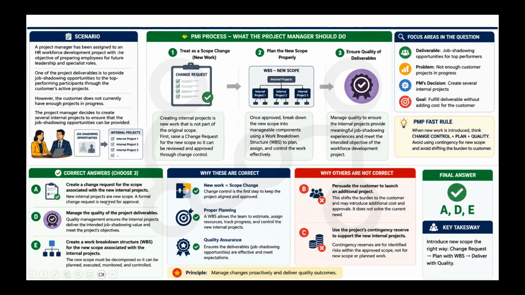The new internal projects are scope, so a formal change request, then quality, then we have to create the WBS. Why is that correct? New work is a scope change. We have to do proper planning, then we have to do quality assurance.